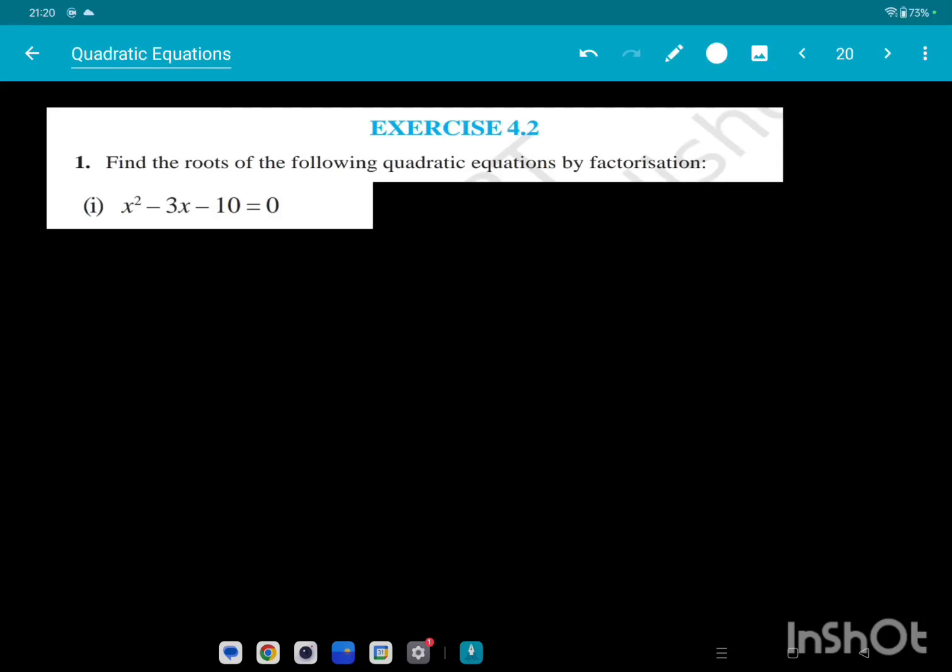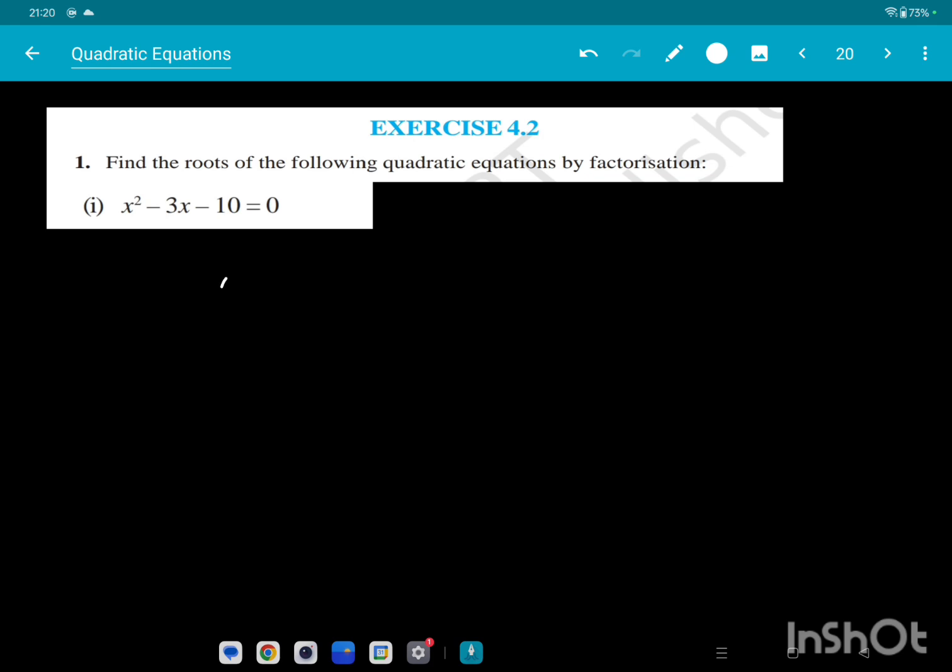In this video, we are going to discuss exercise 4.2 problems. Previously, we already discussed exercise 4.1 problems, and also we discussed how we can find the roots by using factorization. So in this video, we will see how we find the roots by using the factorization method. First of all, we will see a simple problem, which is the first problem in exercise 4.2.